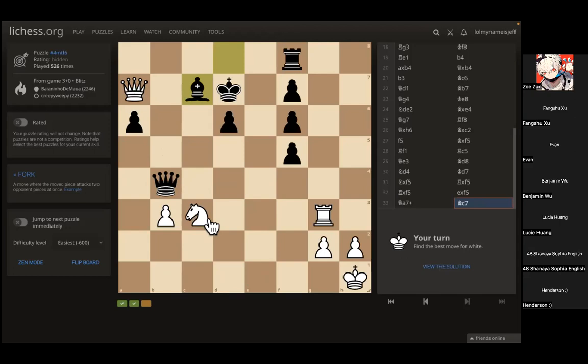Maybe, potentially, rook to g7. Rook g7 is interesting, putting pressure on this f7 point here. So if the rook moves, we can maybe take the pawn and then maybe take the bishop. However, rook g7 right now does lose this knight on c3.